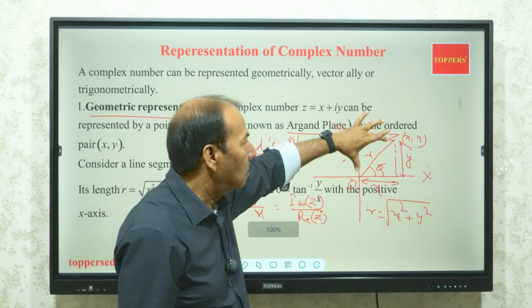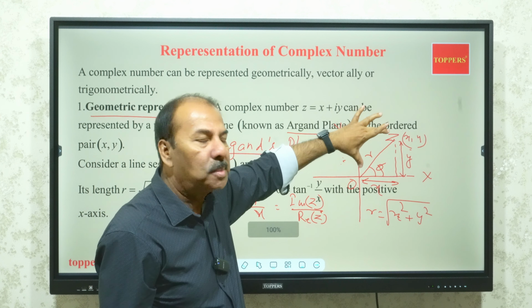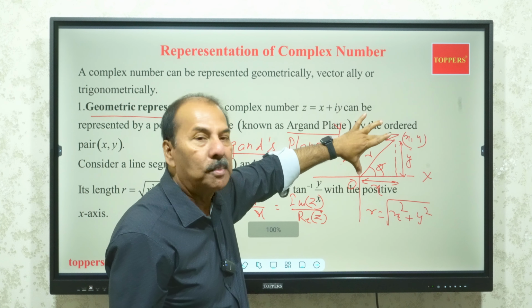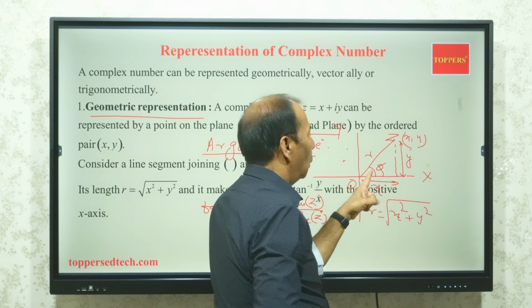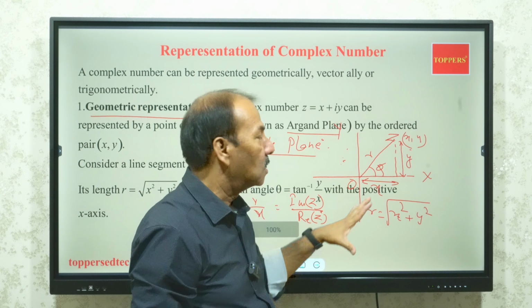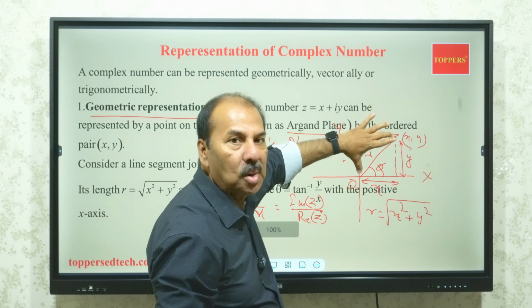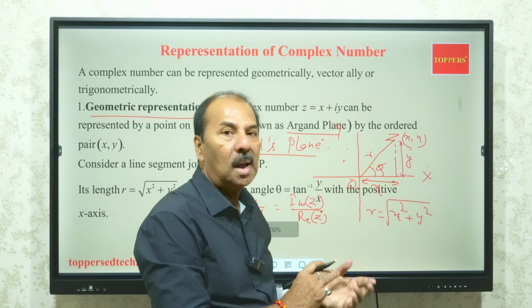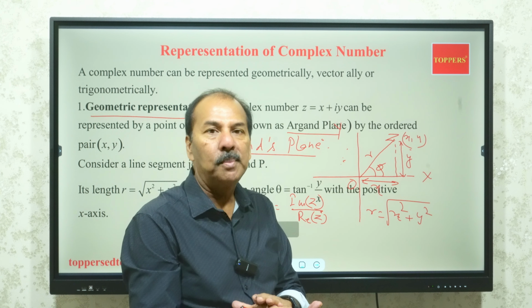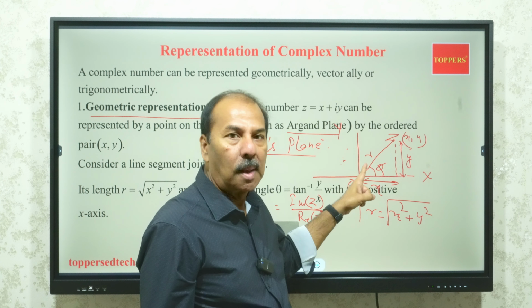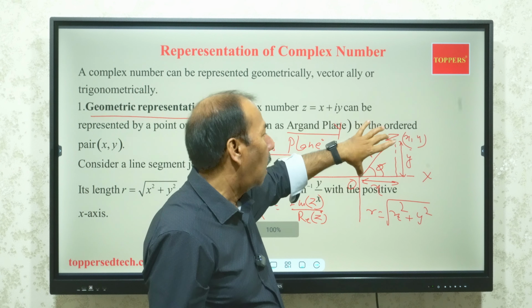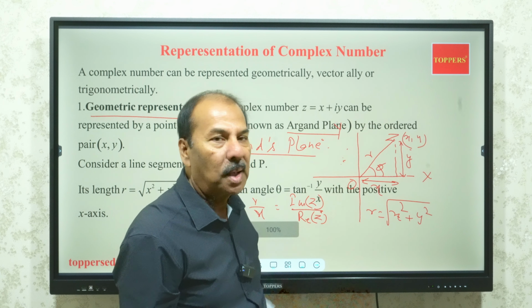Now this r is also termed the magnitude of this complex number, because r is the distance along this line, which is at an angle of theta with the x-axis. So r is termed the magnitude of the complex number, and theta is termed the argument or amplitude of the complex number.